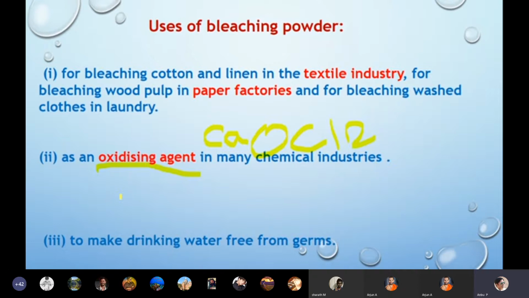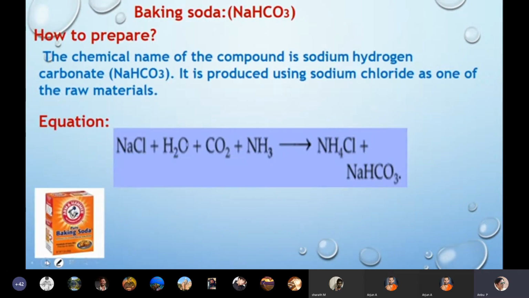The second salt is most important because it is used in the cooking process, baking process, and wherever carbon dioxide gas is produced in the food industry, in food manufacturing, they definitely use baking soda. So what is baking soda? Baking soda is chemically called sodium hydrogen carbonate, NaHCO3. It is also called sodium bicarbonate. Both are the same. Either it can be called sodium hydrogen carbonate or sodium bicarbonate. This is the chemical formula of baking soda.